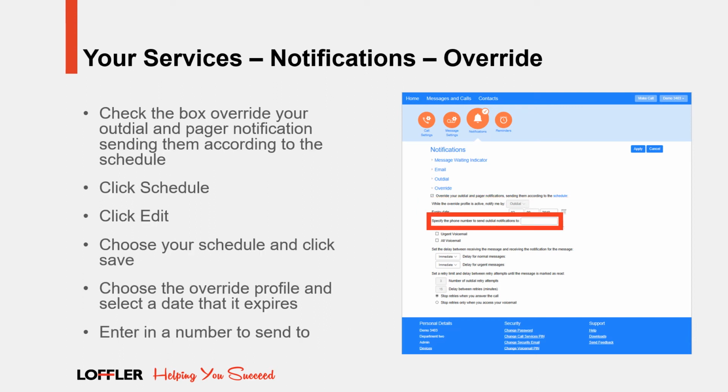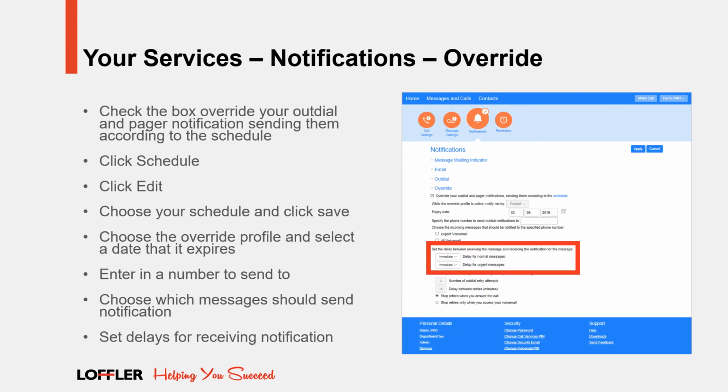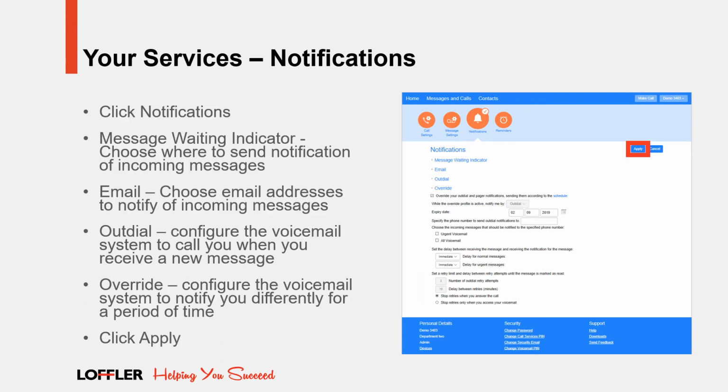Enter in a number to send to. Choose which type of messages should send notifications. Set delays for receiving notification. Set a retry limit and delay between attempts, and stop retries. Click Apply to save any changes that you have made.